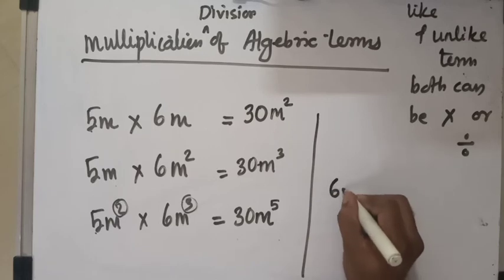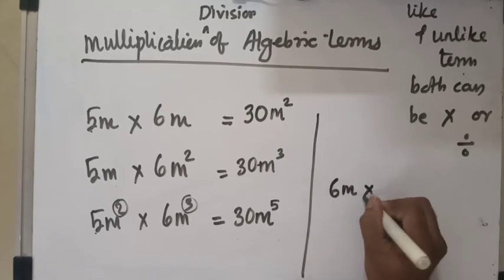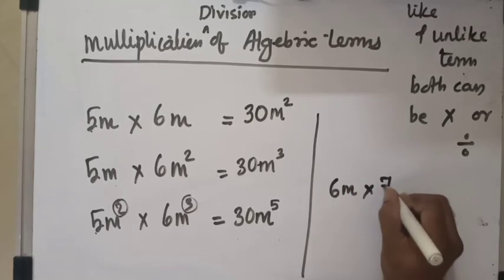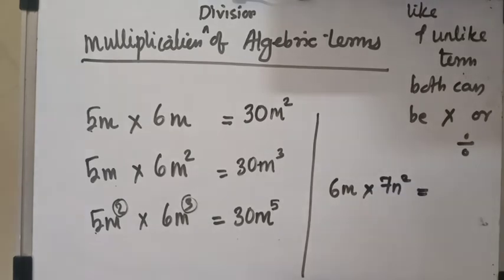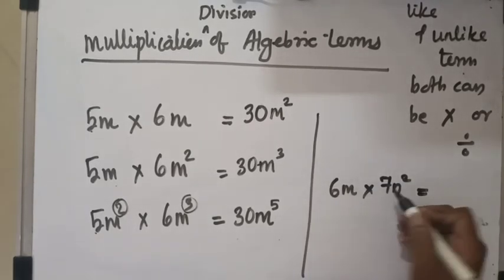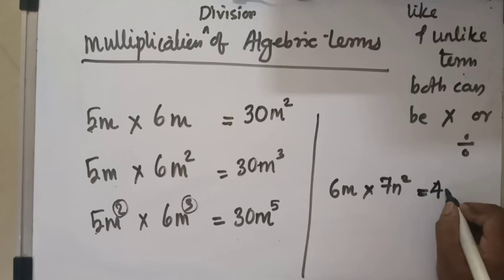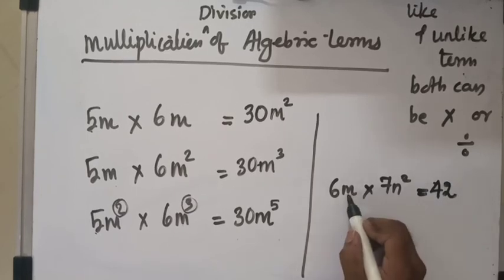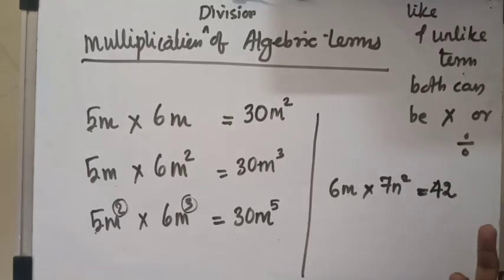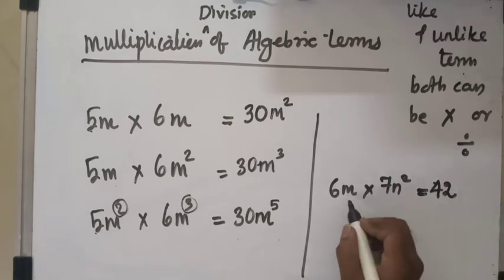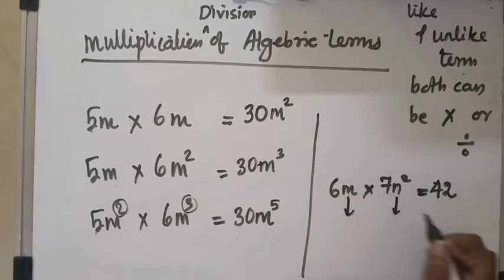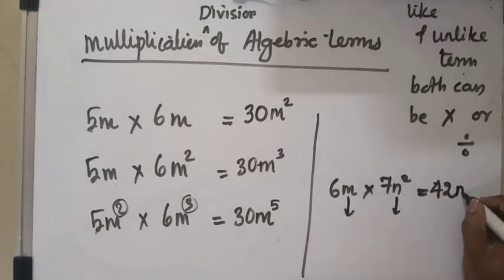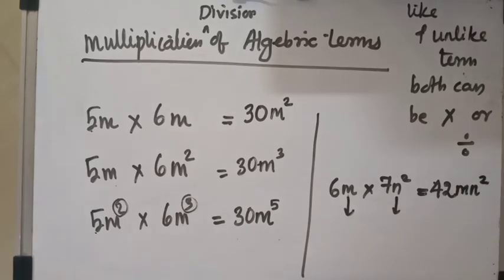Say if it is 6m into 7n square. Now these are unlike terms, right? So 6 7s are 42. But m and n square cannot be multiplied, right? Because m is a different variable, n is a different variable. So what we'll do, we'll write it as mn square. Okay? So this is how you multiply algebraic terms.